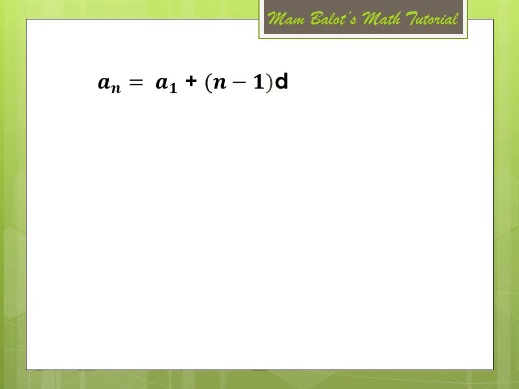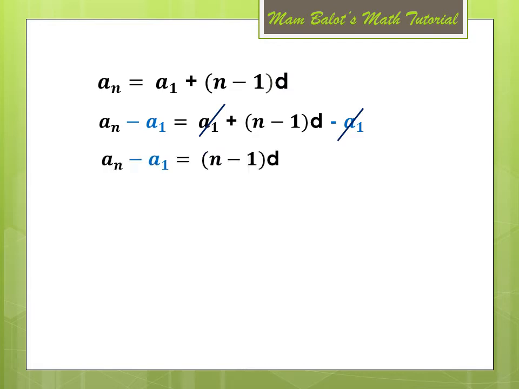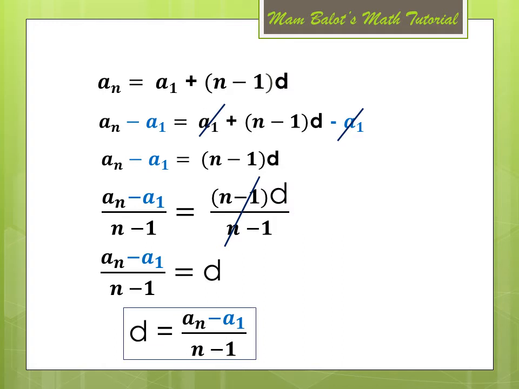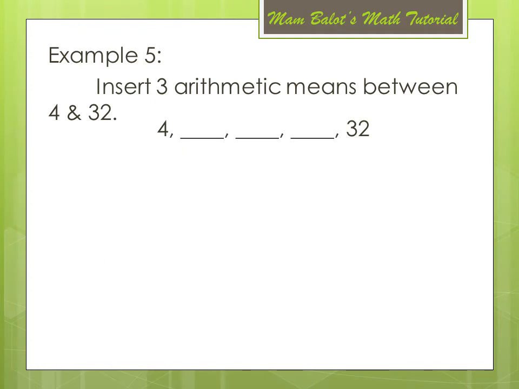We can solve the common difference from the nth term of the arithmetic sequence. From here, to solve for d, we will subtract a sub 1 on both sides so that we can remove a sub 1 from the right side. So we can cancel out a sub 1. What's left on the right side is just n minus 1 times d. To solve for d, we divide both sides by n minus 1 so that we can cancel out n minus 1, and what's left now is d. Therefore, the formula of our common difference is d is equal to a sub n minus a sub 1 divided by n minus 1.